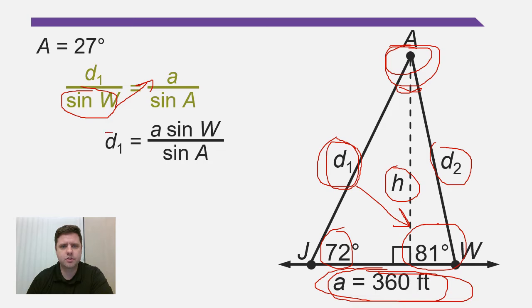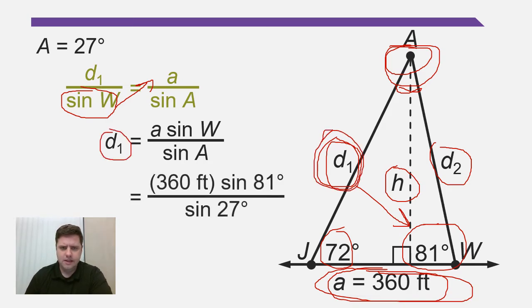And so that's what we have here. So we have D1 by itself. That's the one that we're trying to solve for. And so we get 360 feet times the sine of 81 divided by the sine of 27. And if you punch that in the calculator, you get 783 feet.